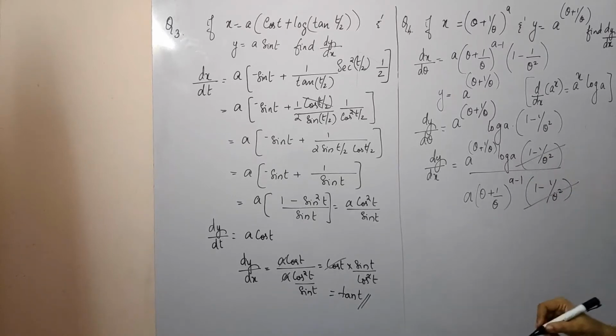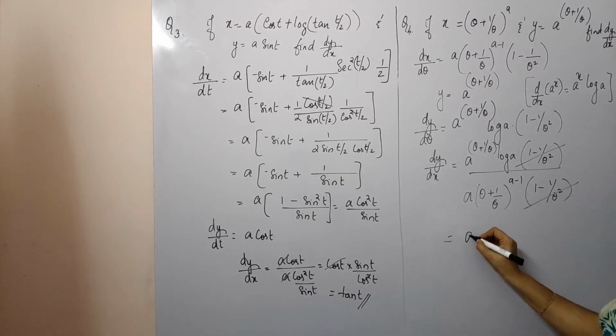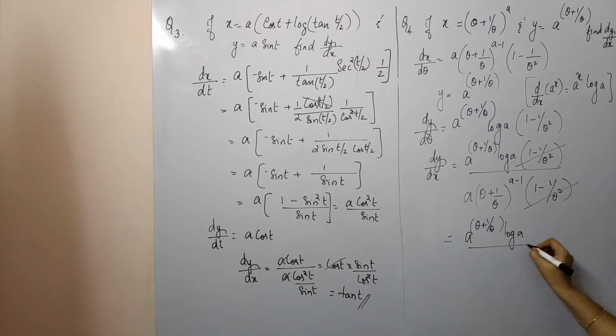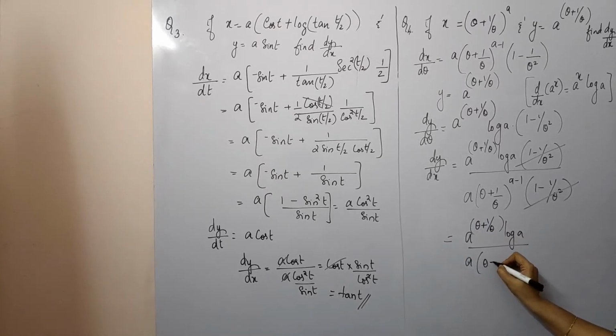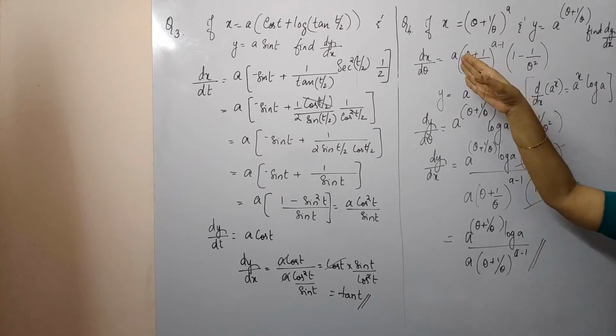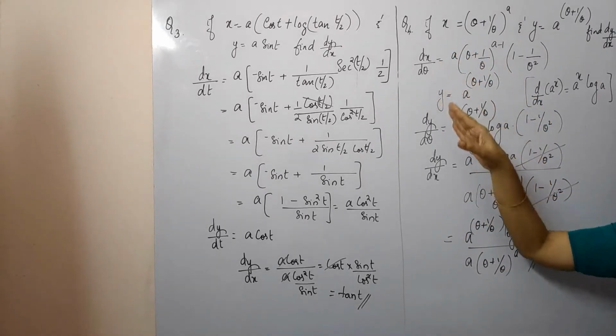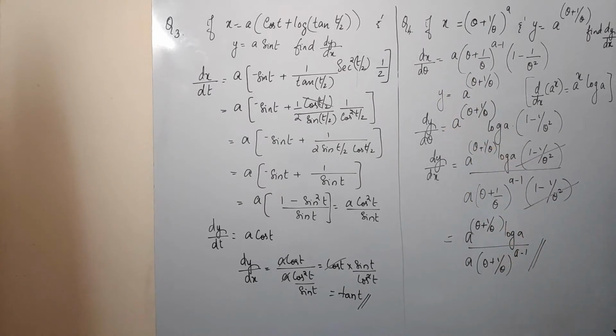Now this and this get cancelled. What do we get? A raised to the power of theta plus 1 by theta into log a by a into theta plus 1 by theta raised to the power of a minus 1. So that is the derivative, that is dy by dx. Taking dx by d theta, dy by d theta, and finally dy by dx. Am I clear? Go through this once again, children.